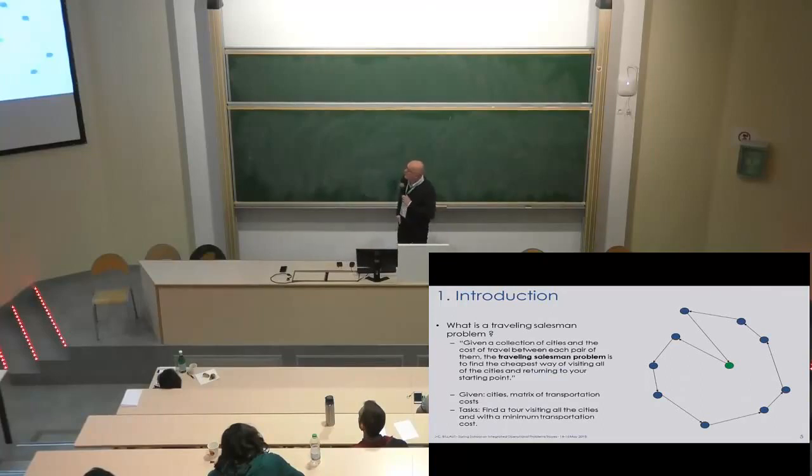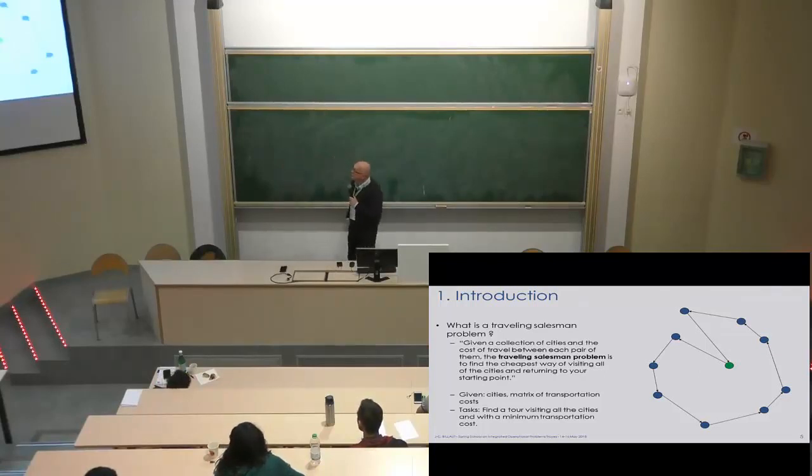What is a traveling salesman problem? We have a collection of cities and the cost of travel between each pair of them. And the traveling salesman problem is to find the cheapest way of visiting all of the cities and returning to our starting point. So we have cities, we have a matrix of transportation costs, and we want to find a tour visiting all the cities exactly once, with a minimum transportation cost. I suppose that you know this.